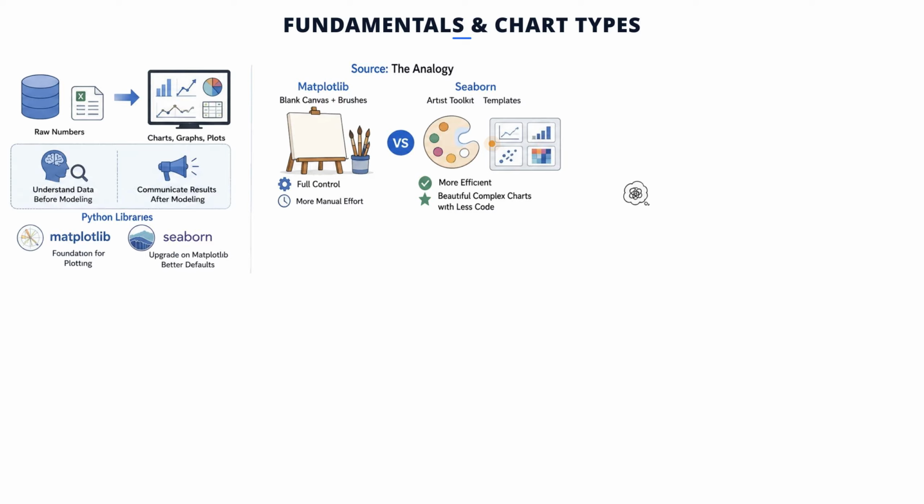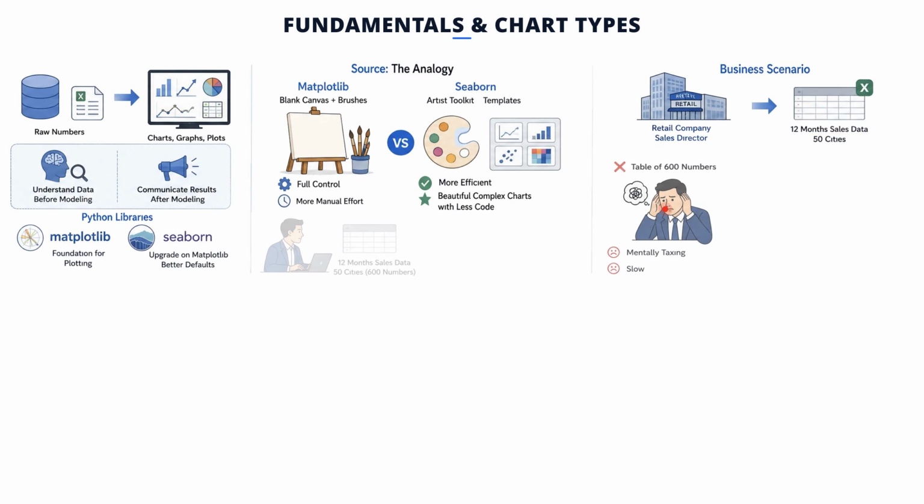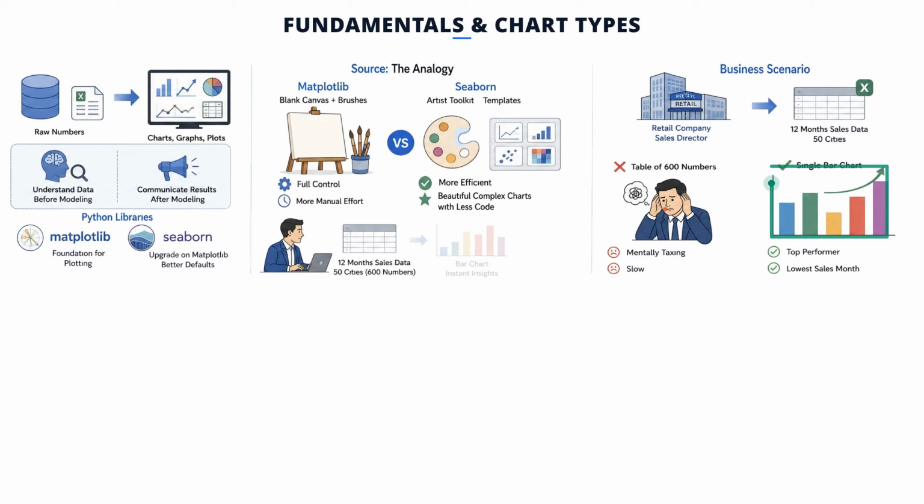Let's ground this in a practical business scenario. Imagine a sales director at a retail company who just received a massive spreadsheet containing 12 months of sales data across 50 different cities. If they choose to analyze a table of 600 individual numbers, it is incredibly mentally taxing and slow. However, if they instead view a single well-designed bar chart, it instantly reveals exactly which city is the top performer and which month had the lowest sales.